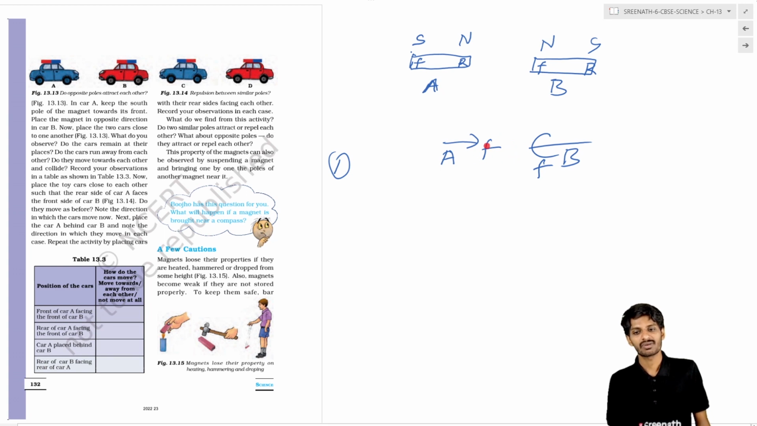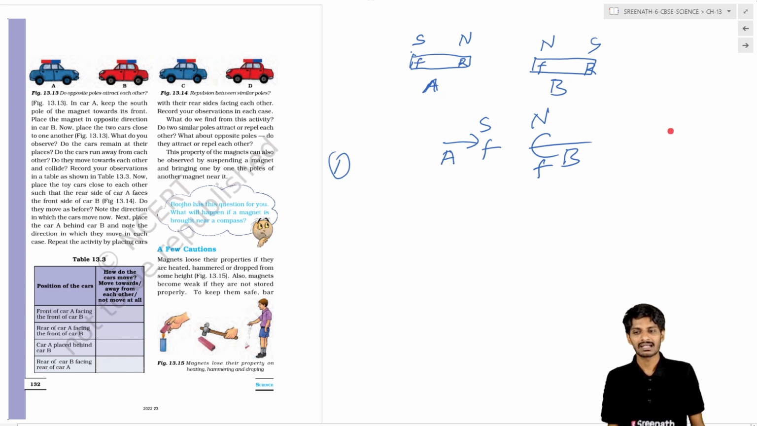What is the pole we have in the front of car A? We have the south pole. In the front of car B, what is the pole we have? We have the north pole. Now take these two cars and move them closer together, trying not to touch the cars. Observe what happens when you take these two cars very near. What happened?